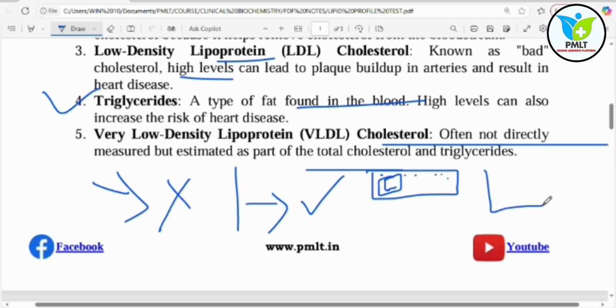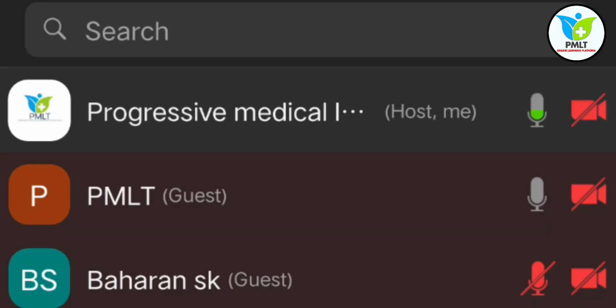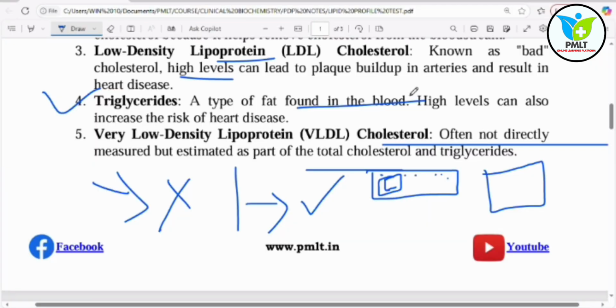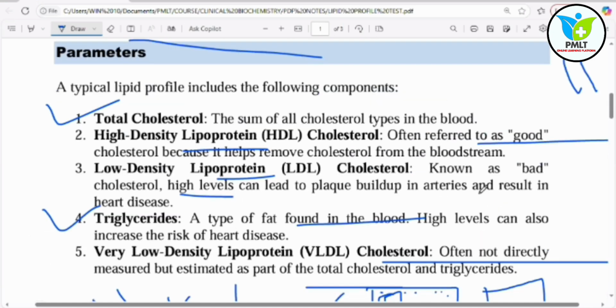Understood? Because nowadays the whole process is automated, so you can take advantage of it. You just have to put in the sample, and the amount might be 150 microliter or 200 microliter. You just measure the sample and provide it to the machine, and the machine will give you the result. Understood? That's all related to the lipid profile test.